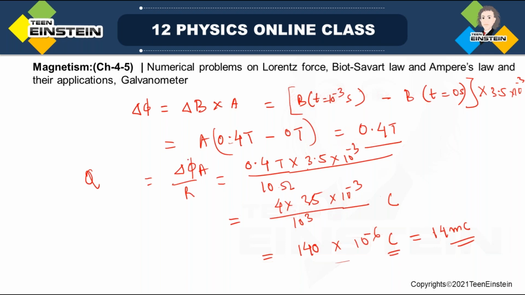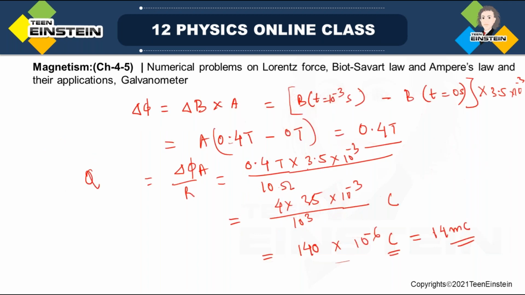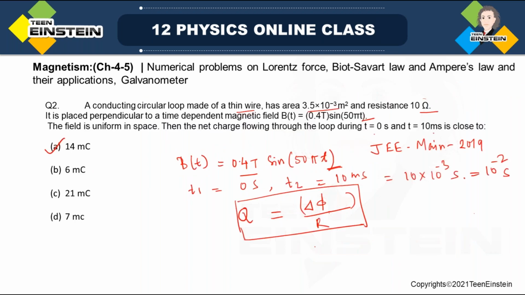So this is the answer here. This is the option. If you want to make it millicoulomb, you have to multiply with 10 to the power 3. That's how you will get 14 millicoulomb. So 14 millicoulomb is the correct answer.